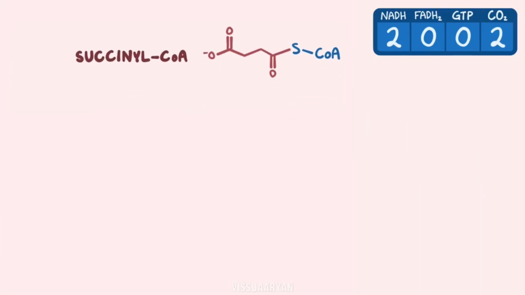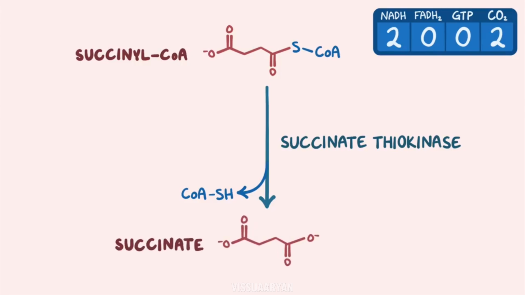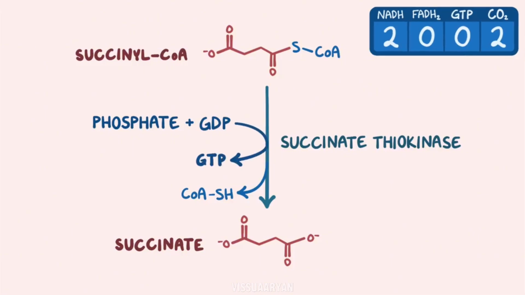But let's say that the cycle is working properly. Then the next step is that an enzyme called succinate thiokinase removes the CoA from succinyl-CoA and turns it into a 4-carbon succinate molecule. It also couples a phosphate and a GDP molecule to the reaction, which ends up producing GTP.